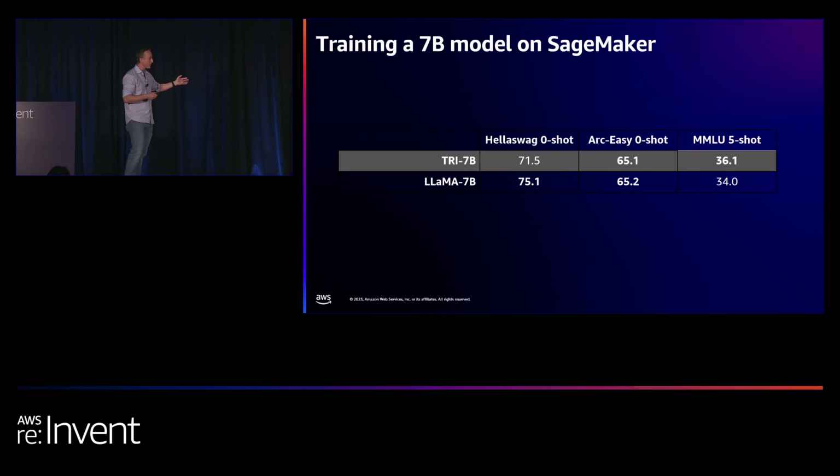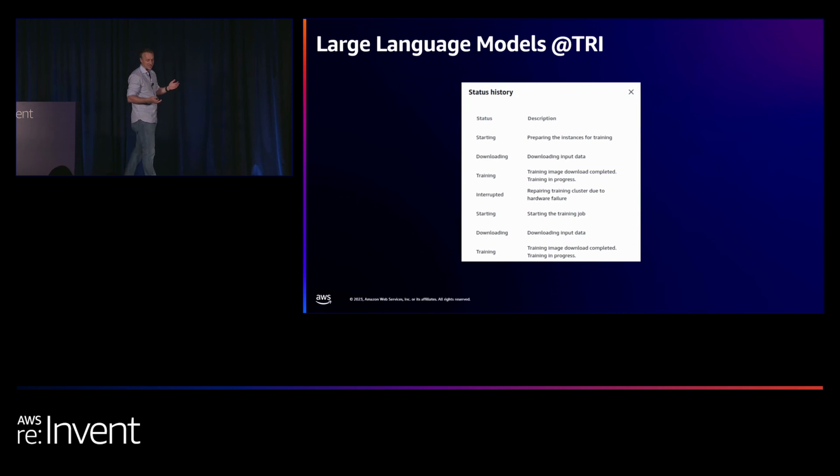And we're scaling not only from the 7 billion parameter models up to 13, 34, and 70 billion as well on SageMaker right now. One of the nice features of SageMaker, so that you don't lose any time, has also been some of the repair work. I think Gal may have mentioned this earlier.